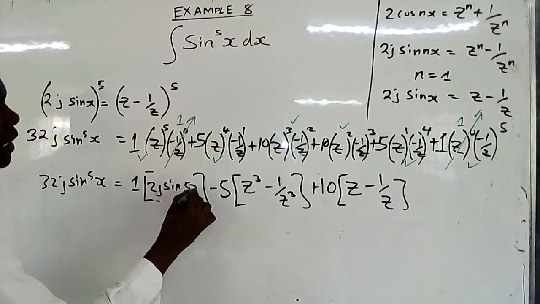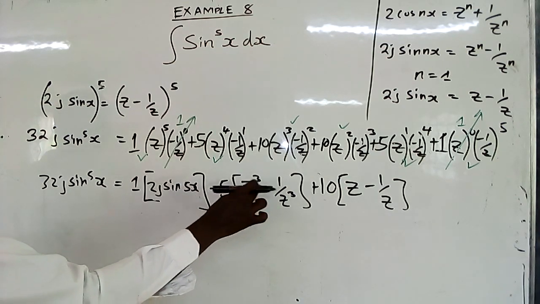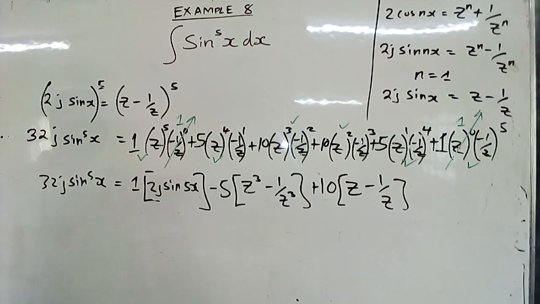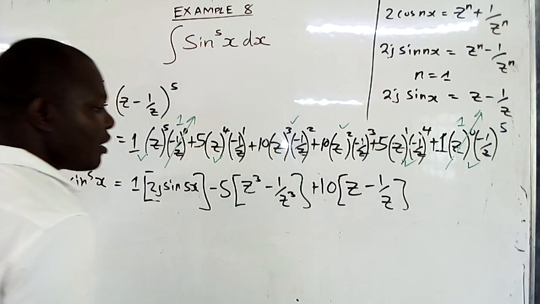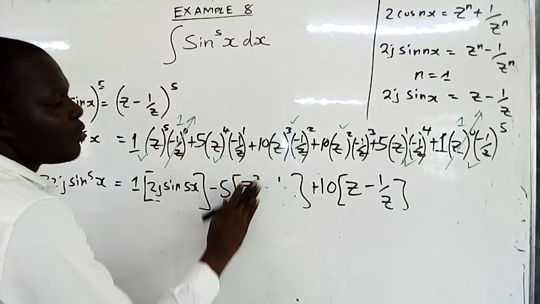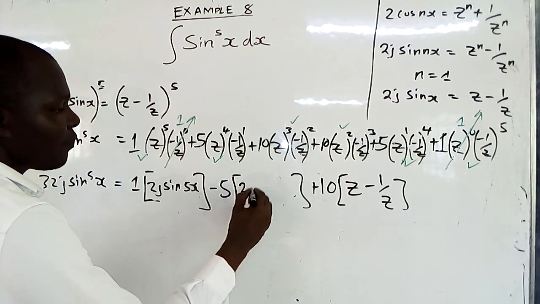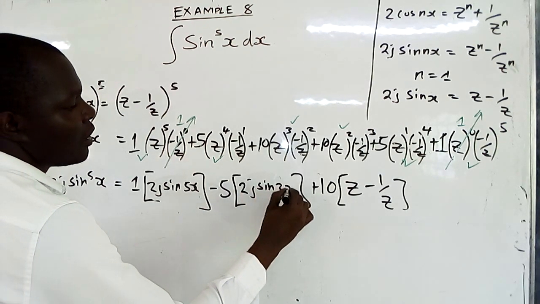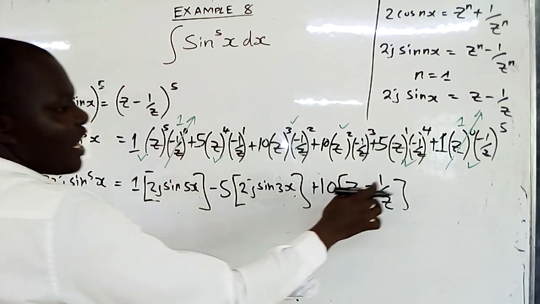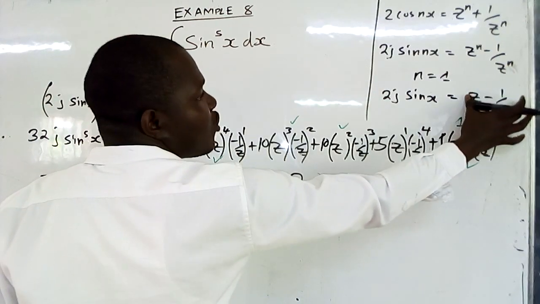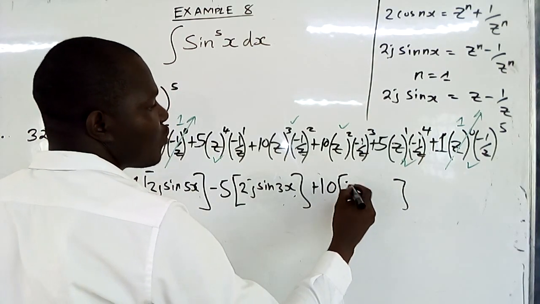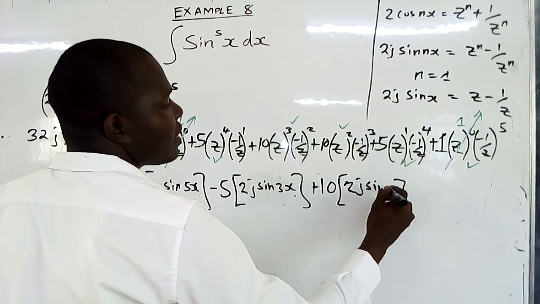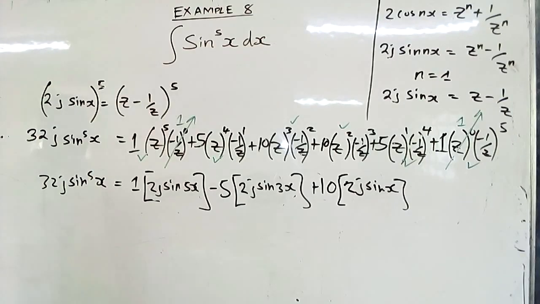sine 5x. Z raised to power 3 minus 1 over z raised to power 3 when n is 3. Where there is n, if you put 3, you get 2j sine 3x. So the whole of this is 2j sine 3x, isn't it? Z minus 1 over z, of course, is what you found here: 2j sine x. So what is the next step?